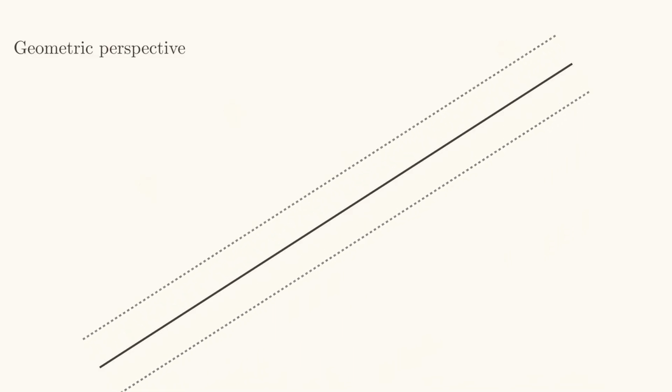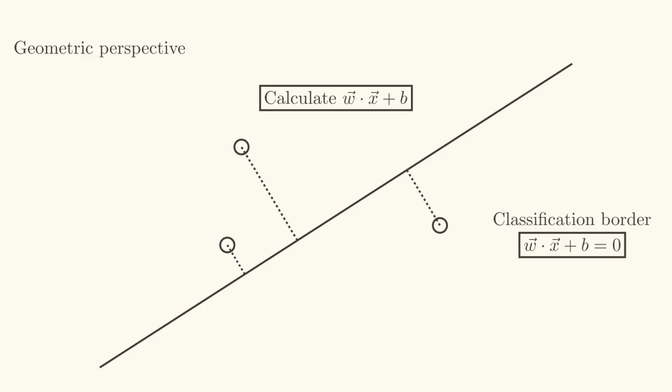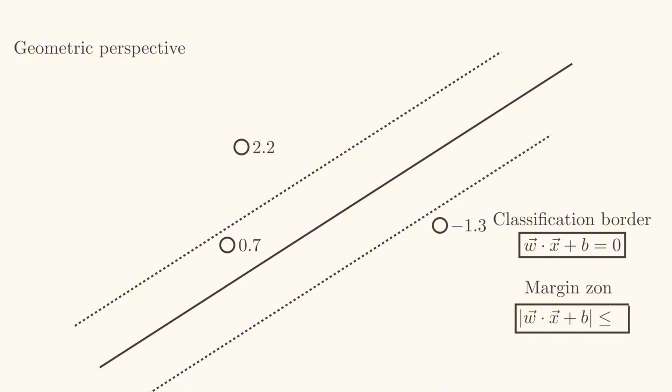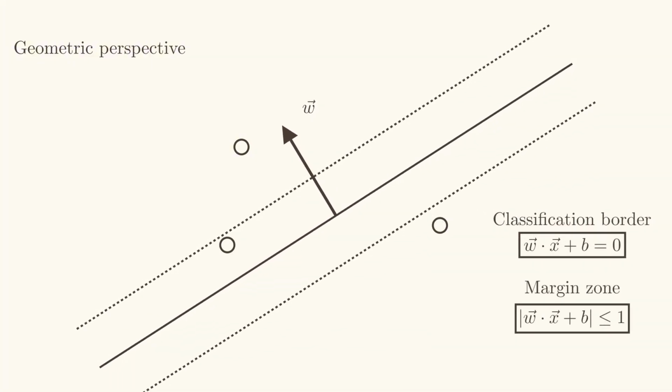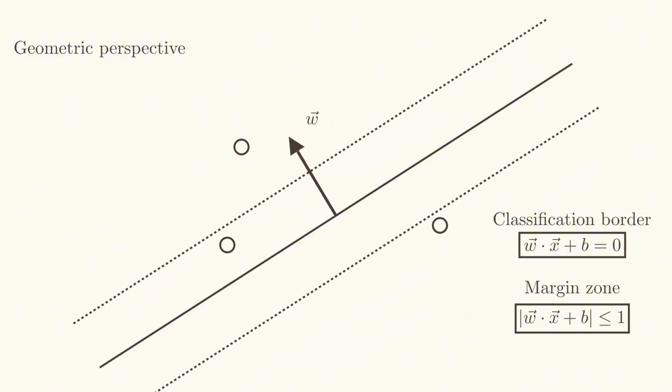To put this concept into mathematical language, let's recall the equation for the classification border. By plugging different samples into the left-hand expression, we observed that the further the sample is from the border, the higher the absolute value yielded by the expression. Hence, it is reasonable to define the margin zone as the area in the feature space where this expression yields absolute values less than 1. The location of the margin zone depends on the values of w and b. In particular, note that if we increase the values of w, the margin zone shrinks, whereas a smaller vector w will increase the margin zone.